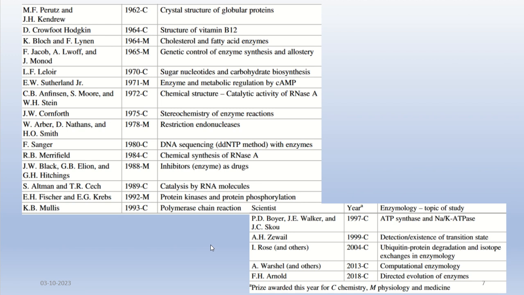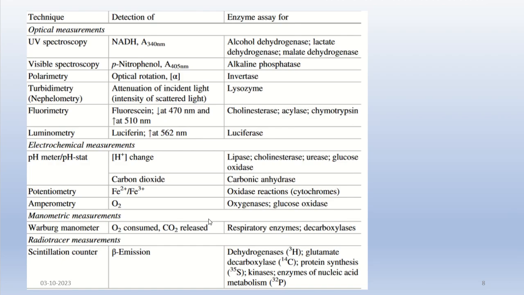So there are Nobel laureates like Kary Mullis, whom we also include in biotechnology and in our course, for the polymerase chain reaction. So now the question arises. We have started with the introductory parts of enzyme classification, enzyme functions, enzyme characteristics, then the history of enzymes, and the Nobel laureates. Now I am starting with the techniques: how we will determine enzyme activity.